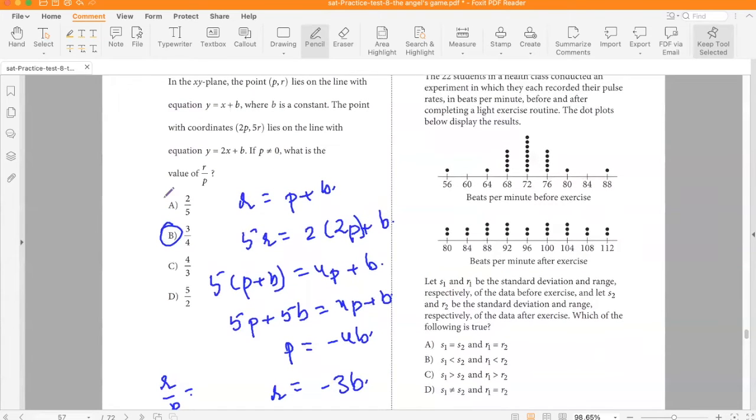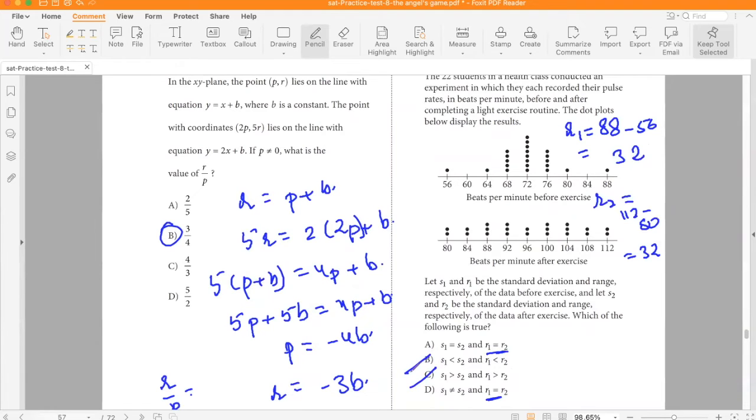Okay, so let's look at the range first. So the range R1 here is 88 minus 56. So that's 32. And R2 is 112 minus 80. So that's also 32. So the ranges are equal. R1 is equal to R2. So we can cancel B and C.